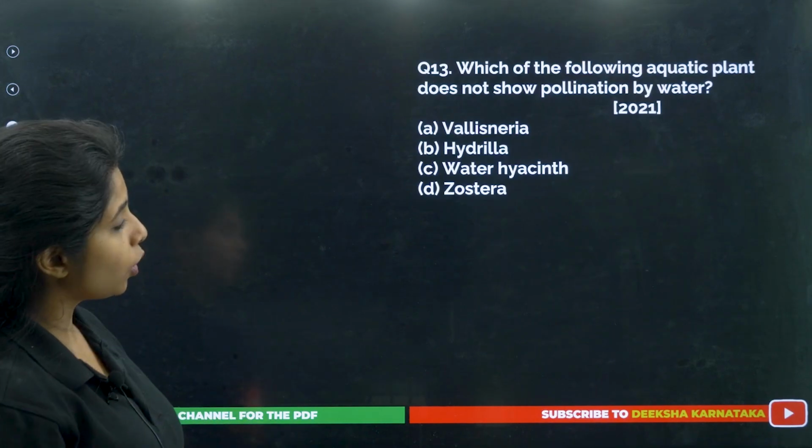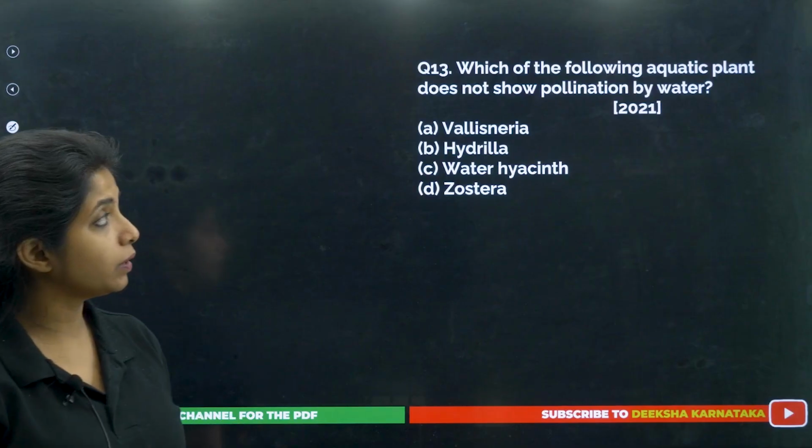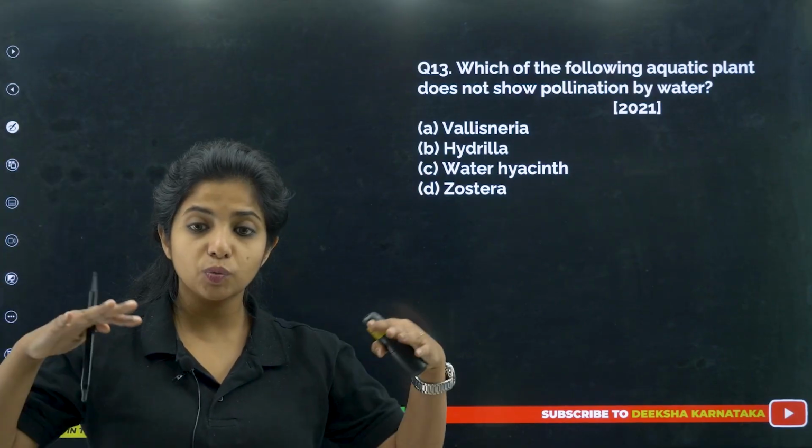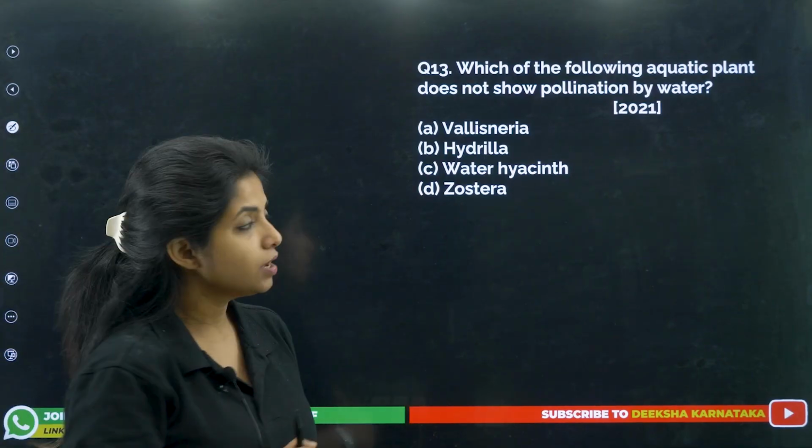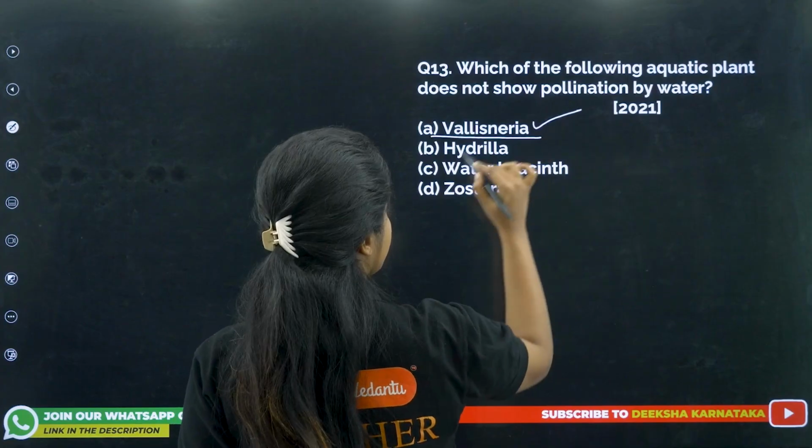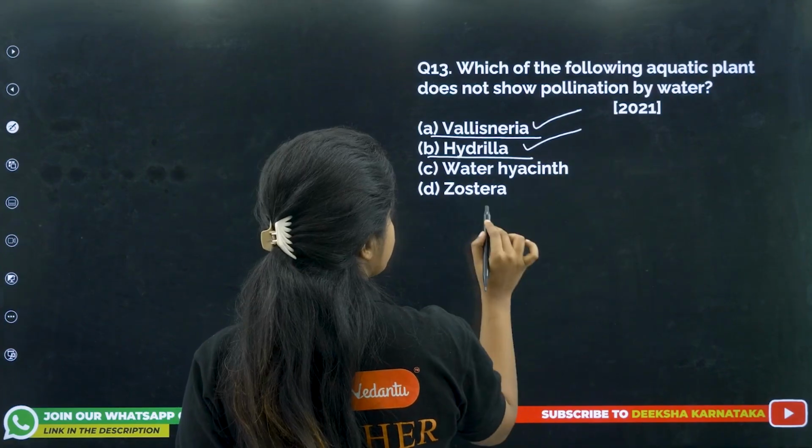Next, which one of the following aquatic plants does not show pollination by water? So pollination by water, as in the pollen grains will be traveling through water and the pollination would be happening. So Vallisneria is one such where things will be happening. Hydrilla is one such where water pollination is happening.